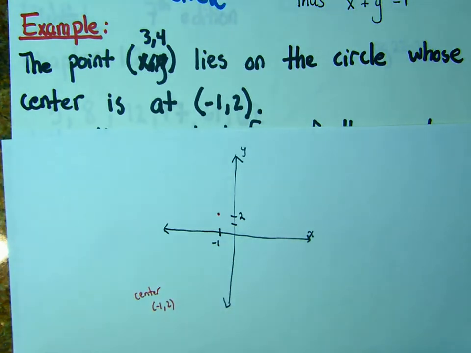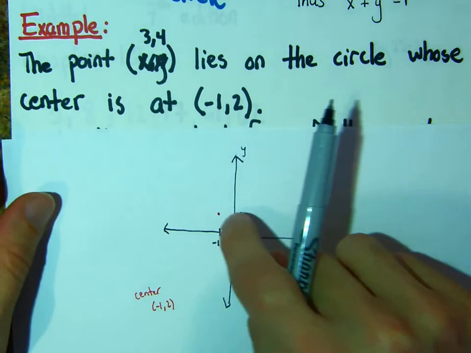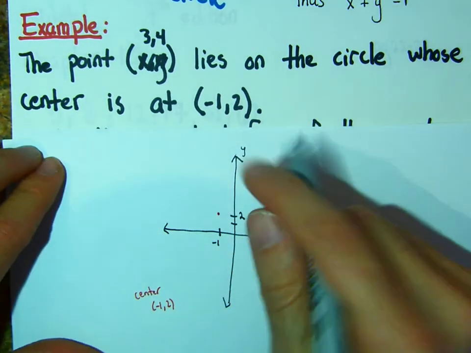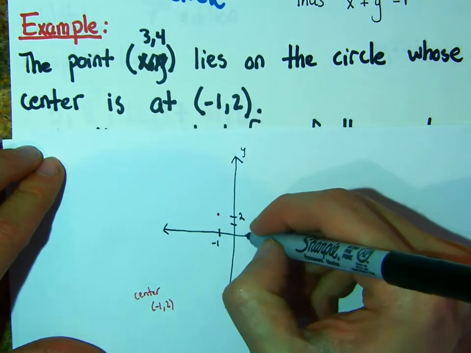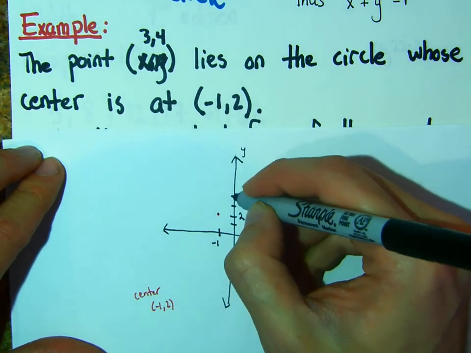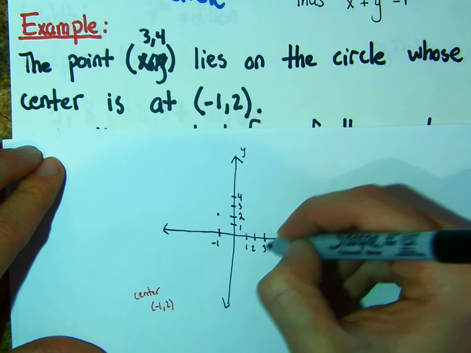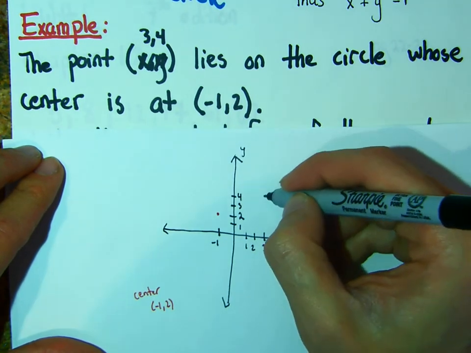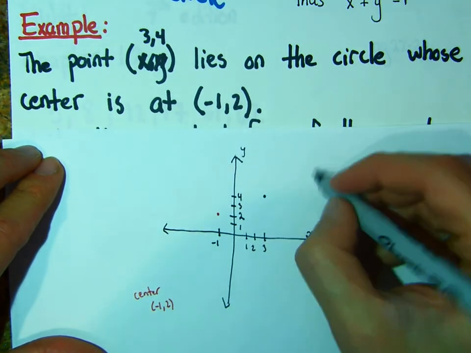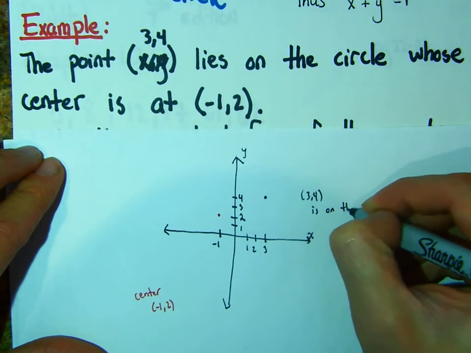Okay, and now it's saying that the point 3, 4 lies on this circle. So where is this point 3, 4? 1, 2, 3. This is 1, 2, 3, 4. So then this is the point right here, and this point 3, 4 is on the circle.